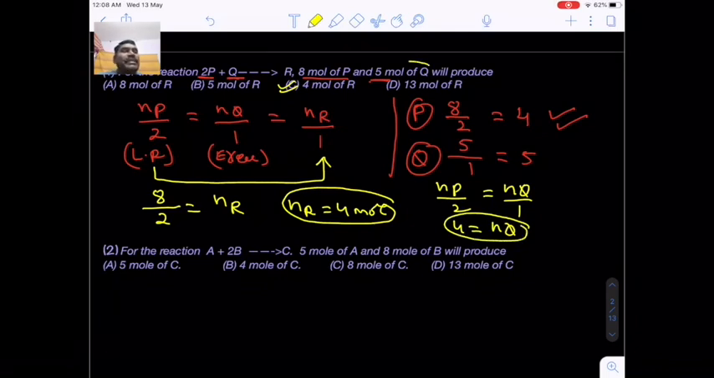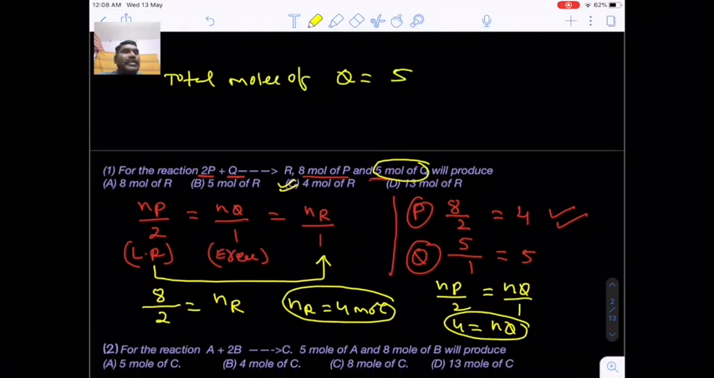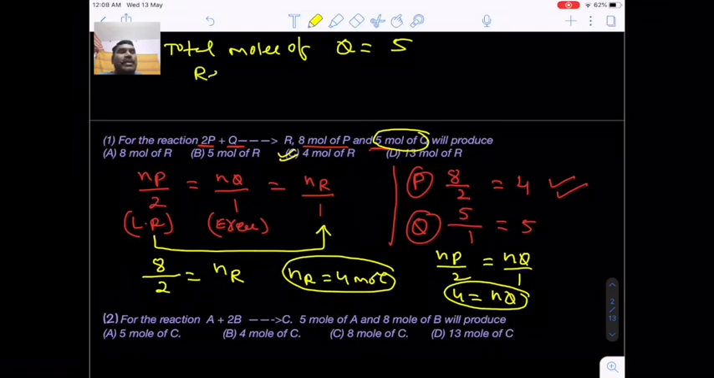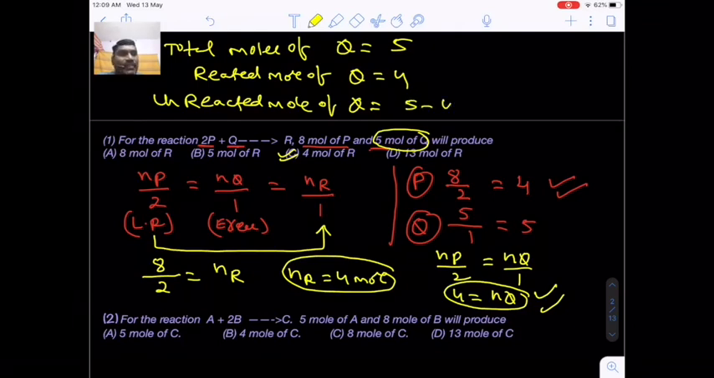How many moles of Q are actually given to you? 5 moles. Now here, total moles of Q is equal to 5. Reacted moles of Q is equal to 4. Unreacted moles of Q is equal to total moles minus reacting moles. If the question asks how many moles of unreacted reactant will be left, then we have to find the unreacted reactant, which is in excess.